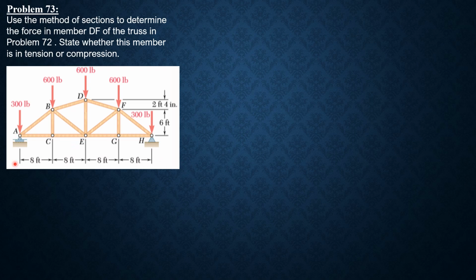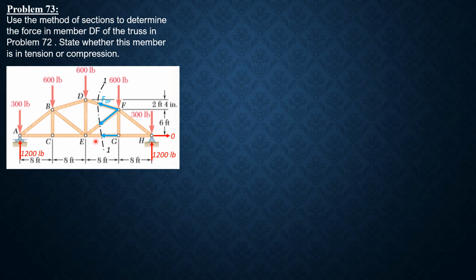By symmetry, again, we remember that the vertical reactions at A and H are each 1,200 pounds, and the horizontal reaction at H is 0. Since we have to consider the method of sections this time, we section this panel so that we can determine the force in member DF by summing up moments about E, considering all forces to the right of section 1-1. These are the members cut by this section, represented by these arrows.